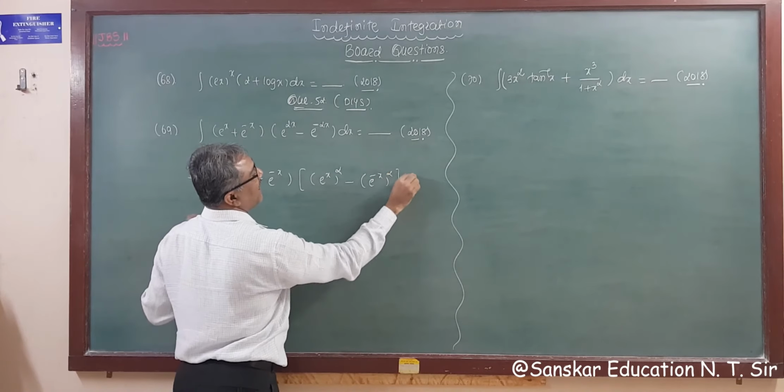Now this is also a nice question, right? So I is equal to, I'm writing, 3 times integration x square tan inverse x dx plus integration x cube upon 1 plus x square dx, right?